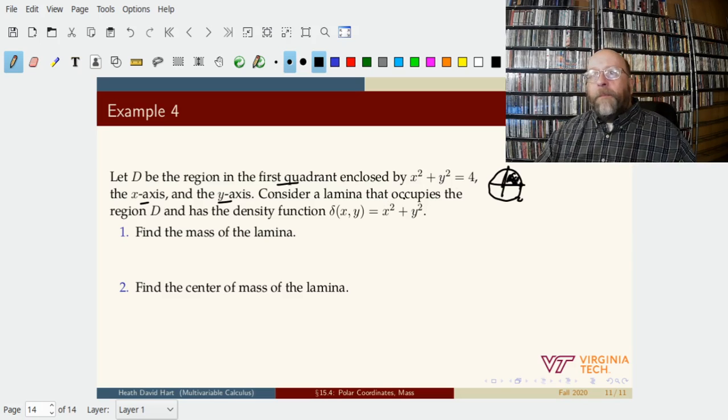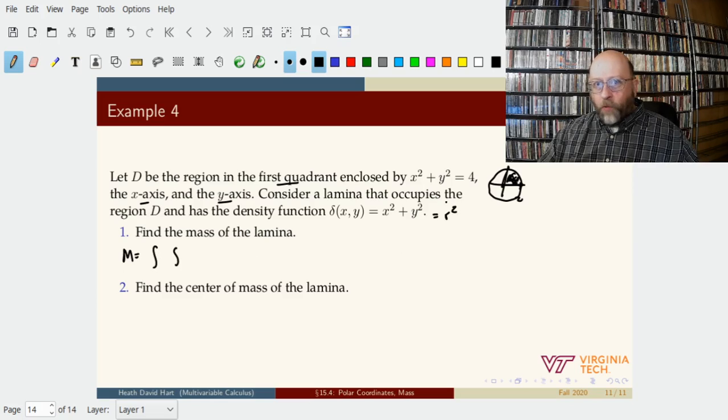Well, the mass of the lamina is probably going to be easier to calculate in polar coordinates because this is a circle and this is the same thing as r squared. So if we set this up in polar coordinates, the angle just goes from 0 to pi over 2. We're in quadrant 1. The radius goes from 0 to 2, the center of the circle out to the edge of the circle. And the density function is r squared, but we multiply everything by r when we're in polar coordinates.